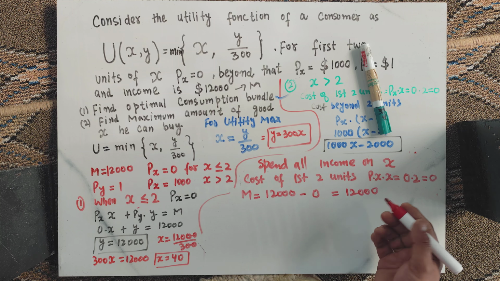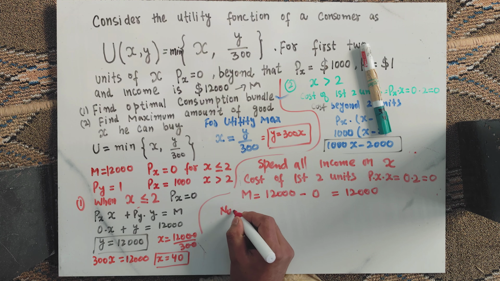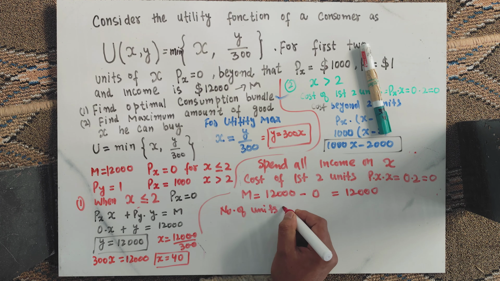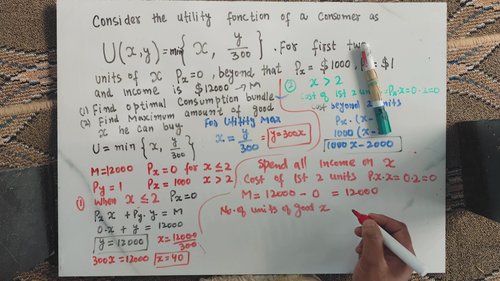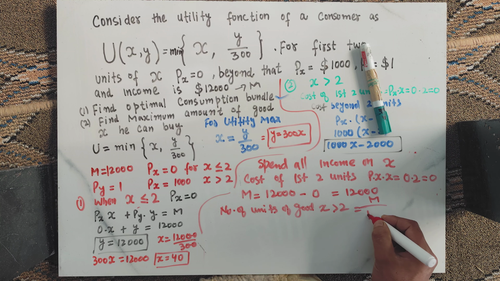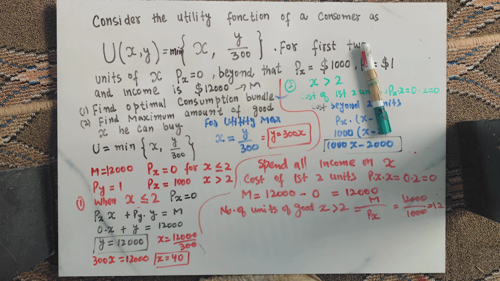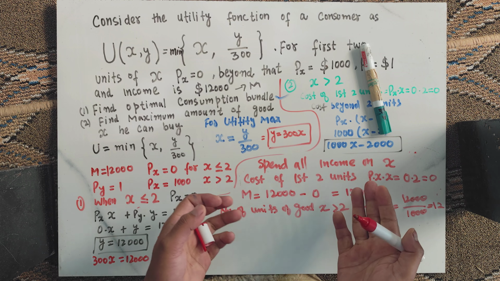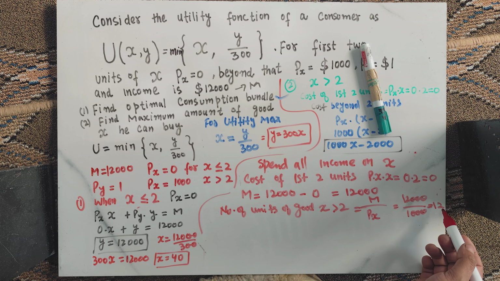Now what is the number of units of good X beyond 2? That will be equal to total income upon the price of good X. Total income is 12,000 upon price is 1,000. So we get 12. So first 2 units he consumes free, and after that he can purchase a maximum of 12 units.